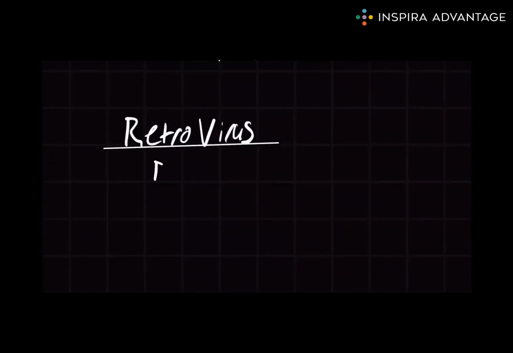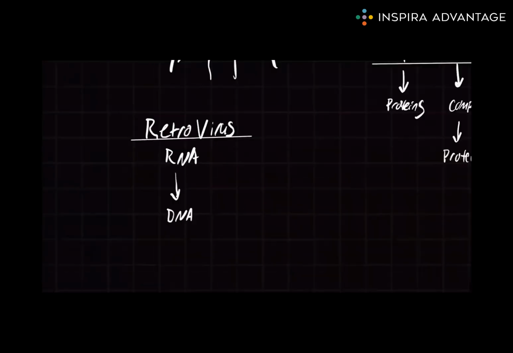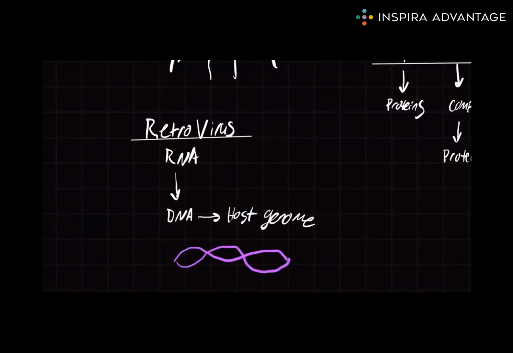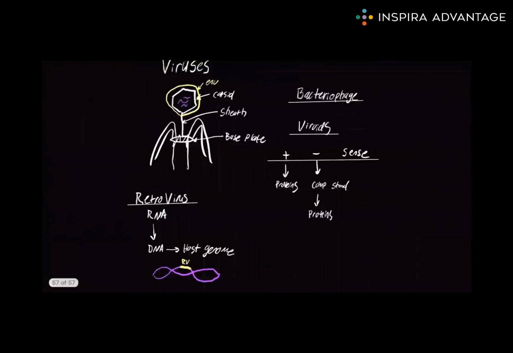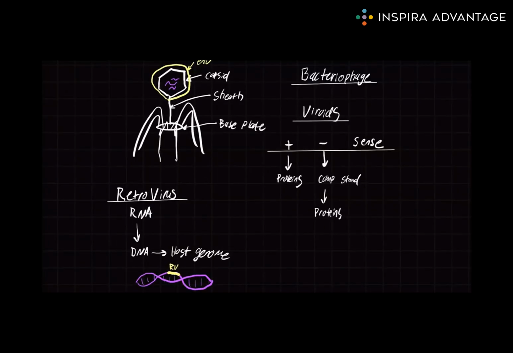So we start out as RNA, which turns into DNA that can then insert into the host genome. So imagine in purple here, this is the host genome, and we've just inserted a piece of the yellow retrovirus DNA. So it'll be transcribed and translated as long as the host DNA is. HIV is a really popular example of a retrovirus.